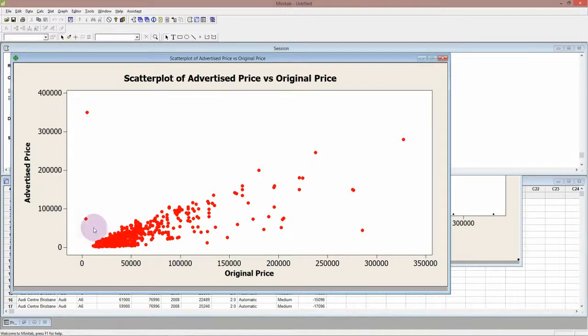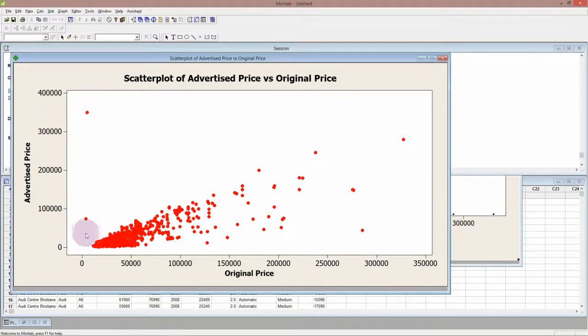Now we've got a couple of interesting observations here, this one and this one. So these cars, each dot represents one car. And if we go down from the dot, we can see what the original price was, very low, maybe between $5,000 and $10,000, and then if we go across we can see the advertised price, and in this case that looks about, I don't know, $80,000.